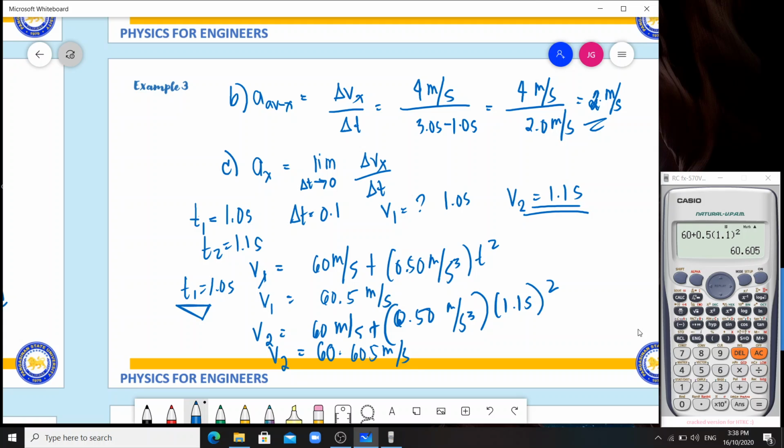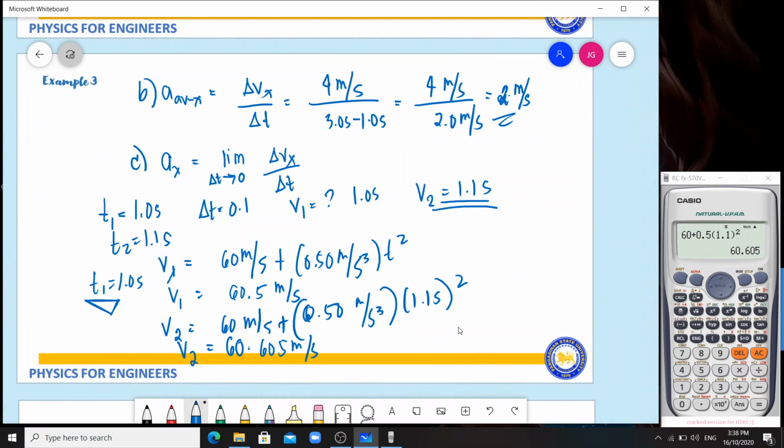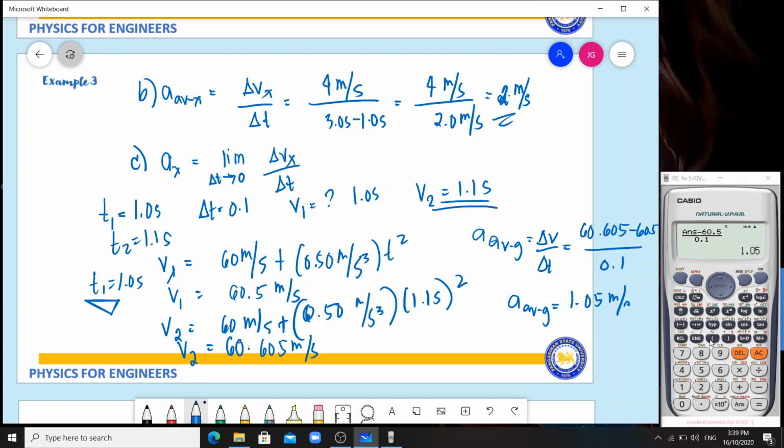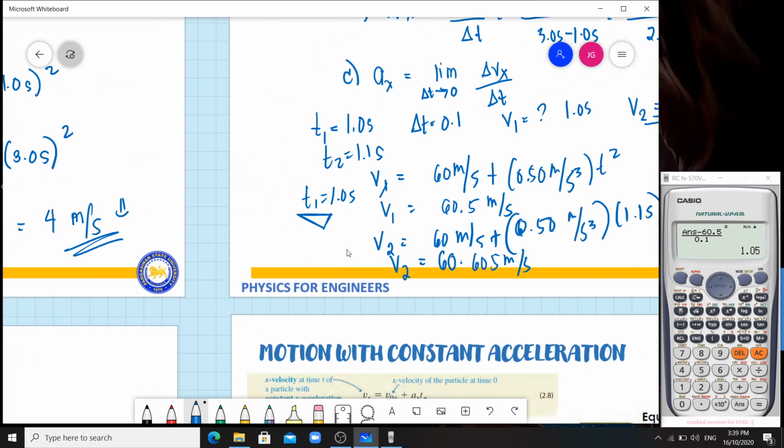60.605 meters per second. So, if you're going to get the average acceleration, that is delta V over delta T, 60.605 minus 60.5 divided by 0.1. Ang average acceleration natin for that interval is 1.05 meters per second squared. Okay.